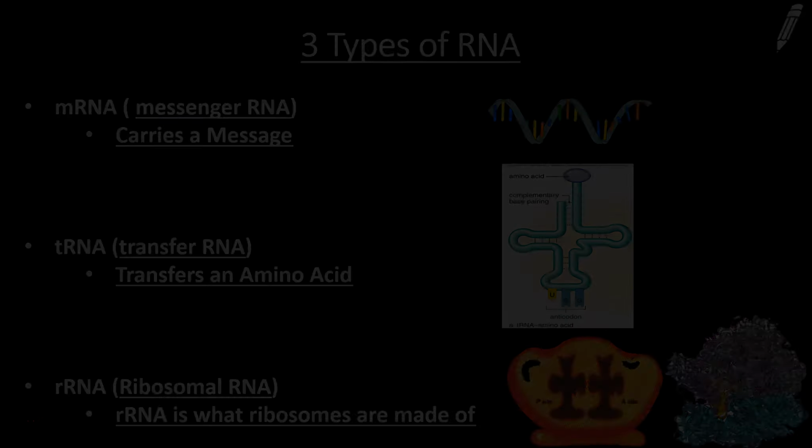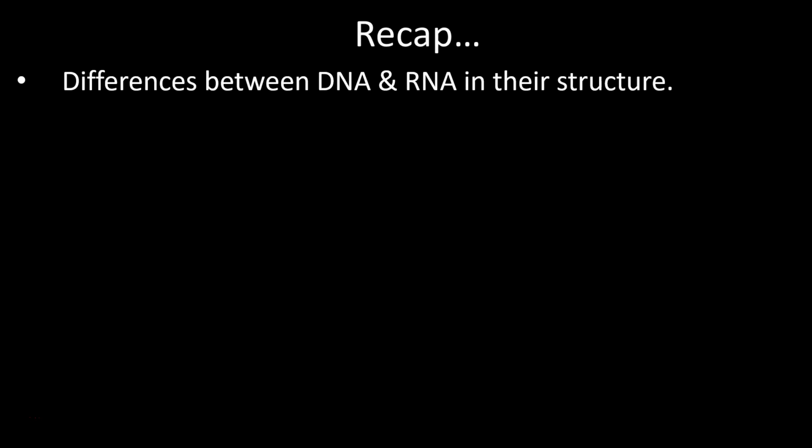So if we were to do a quick recap, we talked about the differences between DNA and RNA and their structure. The first difference is the sugar. The sugar in DNA is deoxyribose. The sugar in RNA is ribose. DNA is a double strand. RNA is just a single strand. And lastly, DNA has the bases adenine, thymine, guanine, and cytosine, whereas RNA has adenine and uracil, guanine, and cytosine.